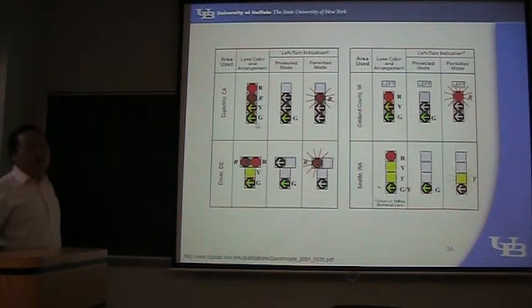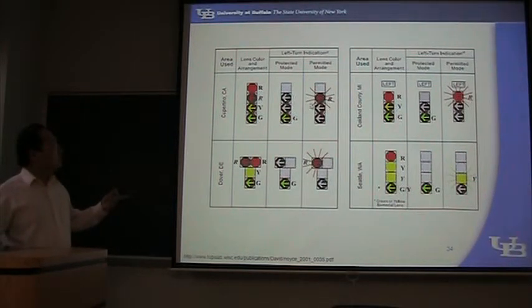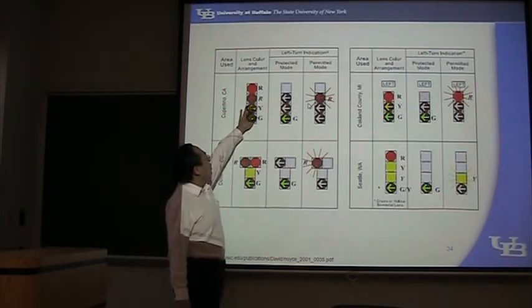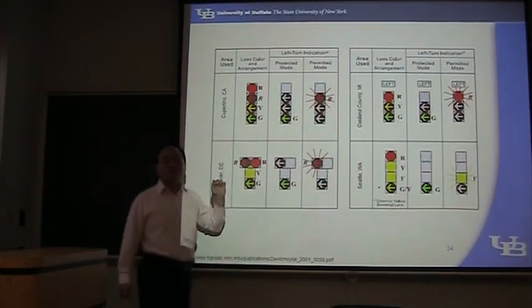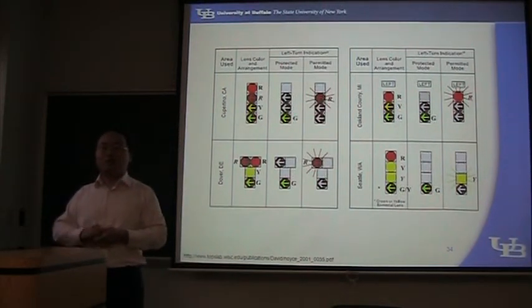Sometimes you see only 4 lenses, 3 arrows, and 1 ball. Sometimes this ball is missing. So in protected mode, you see a left-hand arrow. What if you see a red arrow? My question is, if you see on the left-hand lane a red arrow here, does that mean protected or permitted or prohibited?